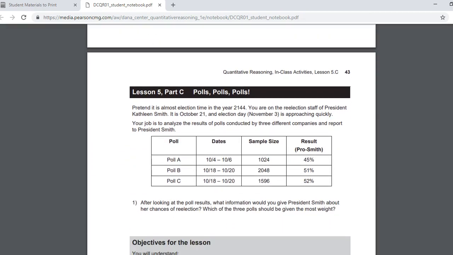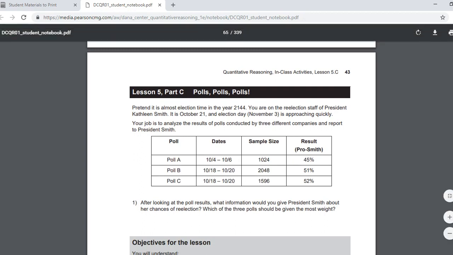Well, if we go on to the next section, nope, I think it's on the next one. Well, we'll start right here.